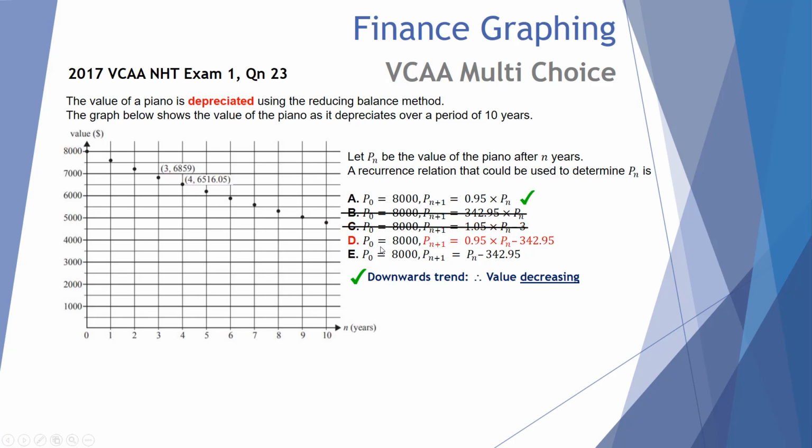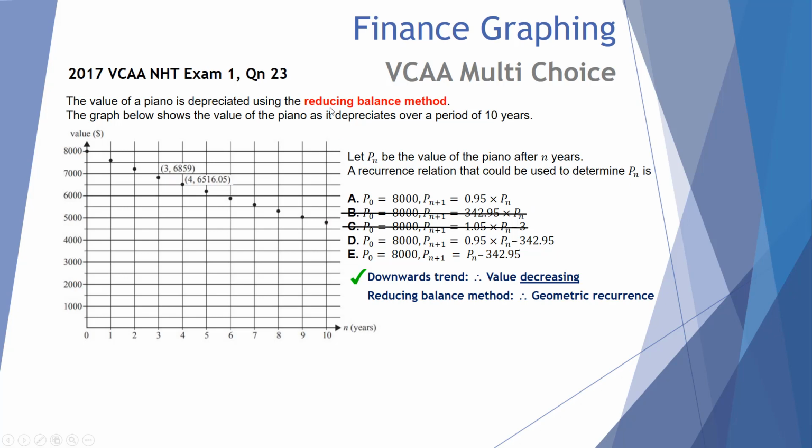Option D, let's have a look. Again here, we're reducing it by 5% each time, and we're taking away 342, so that's definitely going to be reducing. That's possible. Option E is we look at the value of a term, and we take away $342. That also will decrease its value. So we've eliminated 2 just by looking at which ones are increasing and which ones are decreasing.